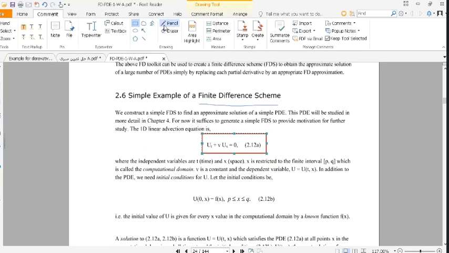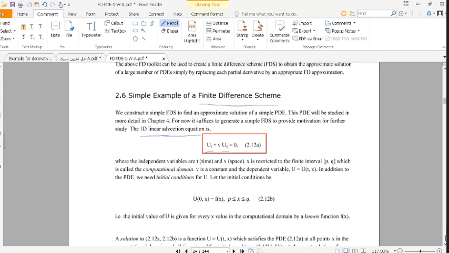u_t, the derivative of u with respect to t, is first order. The derivative of u with respect to x is also first order. This equation is called the advection equation, the 1D linear advection equation. 1D means one-dimensional.